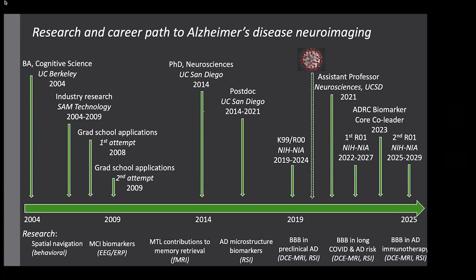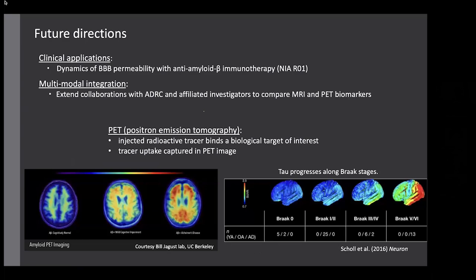And most recently, we were awarded another R01 from the NIH to extend our blood-brain barrier work, and I will discuss that now in future directions. So this new R01 is applying our BBB imaging techniques to understand the dynamics of blood-brain barrier breakdown with this new class of Alzheimer's disease drugs. They're anti-amyloid immunotherapies, so stay tuned for results from that project. And we're also hoping to extend some of our collaborations with the ADRC and affiliated investigators to compare our MRI markers with some PET measures.